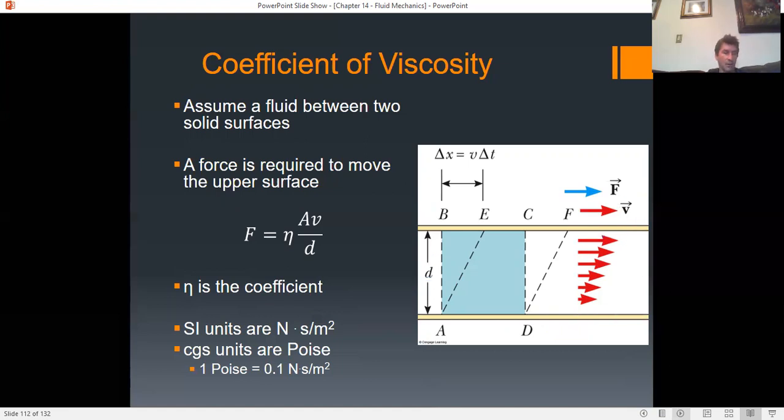So if we measure the force necessary to keep this wall moving, we relate it to the viscosity times the area of the two walls and the velocity which is moving, divided by the distance of separation. We can get a measurement for viscosity. Okay? The more viscosity we have, the more force it's going to take to move this top wall right here. So that's basically how we're able to measure the viscosity of a fluid.